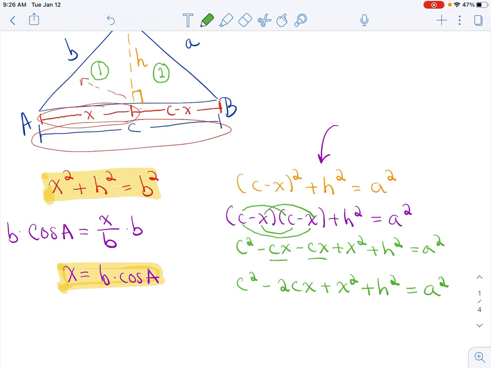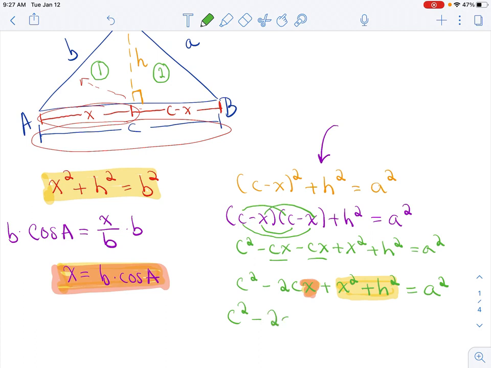So we have some equivalencies over here. We know x squared plus h squared is in fact equivalent to b squared. So you can substitute that in. We also know that x is equivalent to b times cosine a. And let me actually give them different colors so maybe they stand out. So I can substitute in these values since they're equivalent. You're not going to change the formula at all.